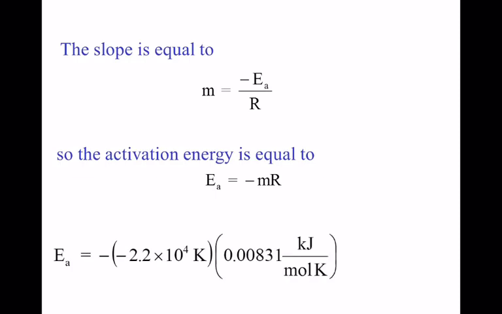So activation energy is equal to negative times negative 2.2 times 10 to the 4th Kelvin. That's your slope, times 0.00831. This is R, kilojoules per mole Kelvin. So units of Kelvin cancel out. We're left with kilojoules per mole, which is great for activation energy. Rounding to two significant figures, I get 180 kilojoules per mole. A little higher energy barrier, this one.